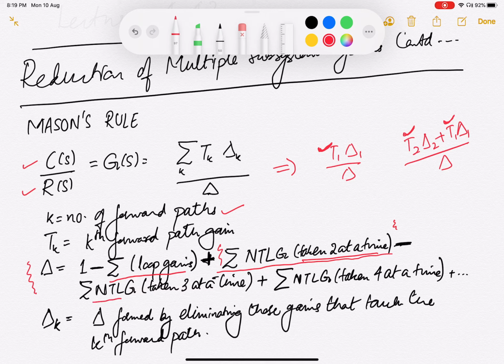Minus summation of non-touching loop gains taken three at a time. That means you have to see how many such loops are there, three in number, which don't touch each other, which don't have a node in common. And then you have to take their product, and add all of such products up. So this will continue with non-touching loop gains, and it has alternate signs here: one minus, plus, then minus, then plus, and so on and so forth. So this is your delta. This is the denominator here.